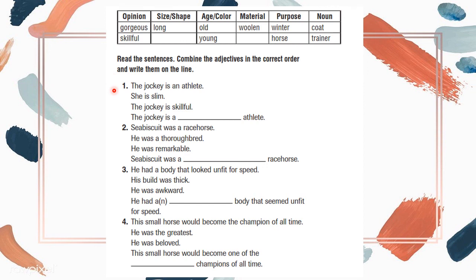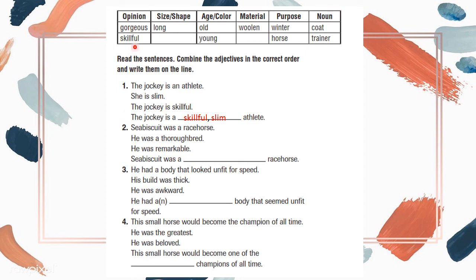Number 1, the jockey is an athlete. She is slim. The jockey is skillful. So we're going to combine all of these. The jockey is a blank athlete. So what adjectives are we going to put in here? And how do we order them? If your answer is skillful, slim, athlete, then you are correct.